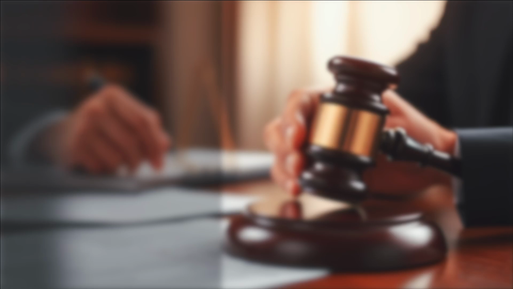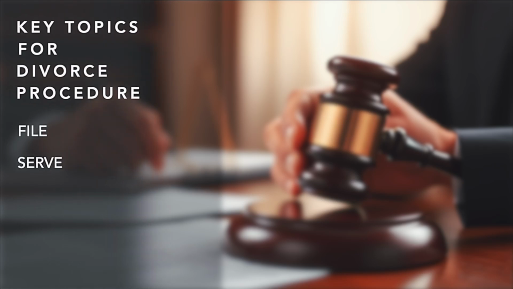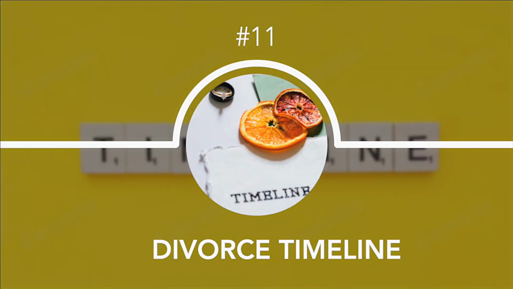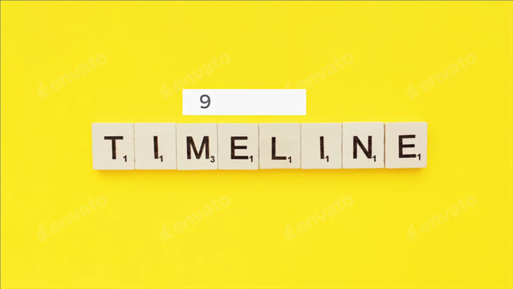So we know now there are 3 steps: file, serve, prepare the judgment package, and submit. That applies to all divorce cases. And depending on what issues are being disputed, that process can be delayed. So on average, divorce takes about, I would say, 9 months to resolve. And if more than one issue is a problem, that extends the timeline.